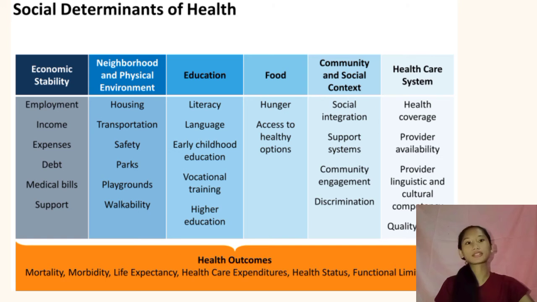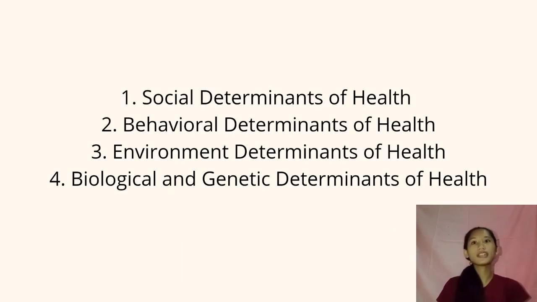So what are the health outcomes of these social determinants? The health outcomes include mortality, morbidity, life expectancy, healthcare expenditures, health status, and functional limitations. The second determinant of health is behavioral determinants of health, which include patterns of overweight and obesity, exercise norms, and use of illicit drugs, tobacco, or alcohol.